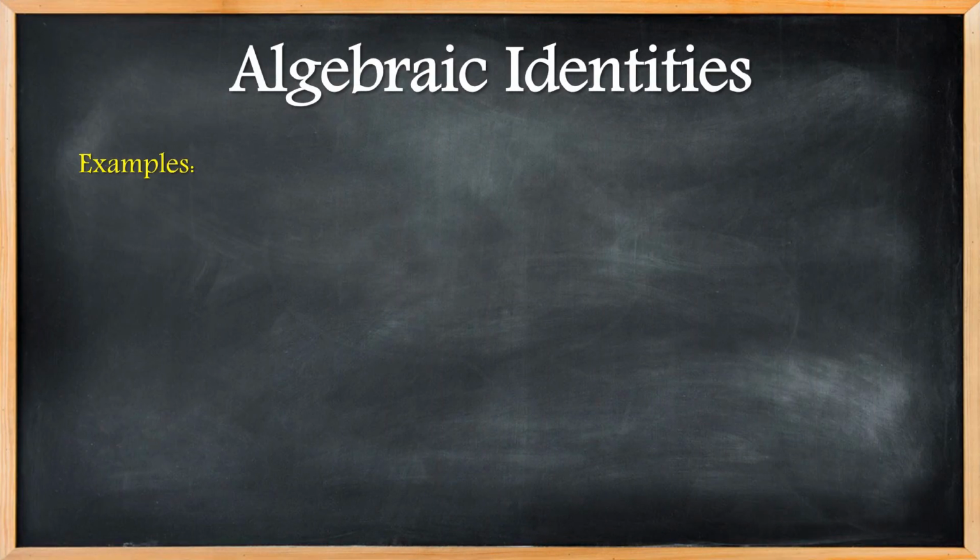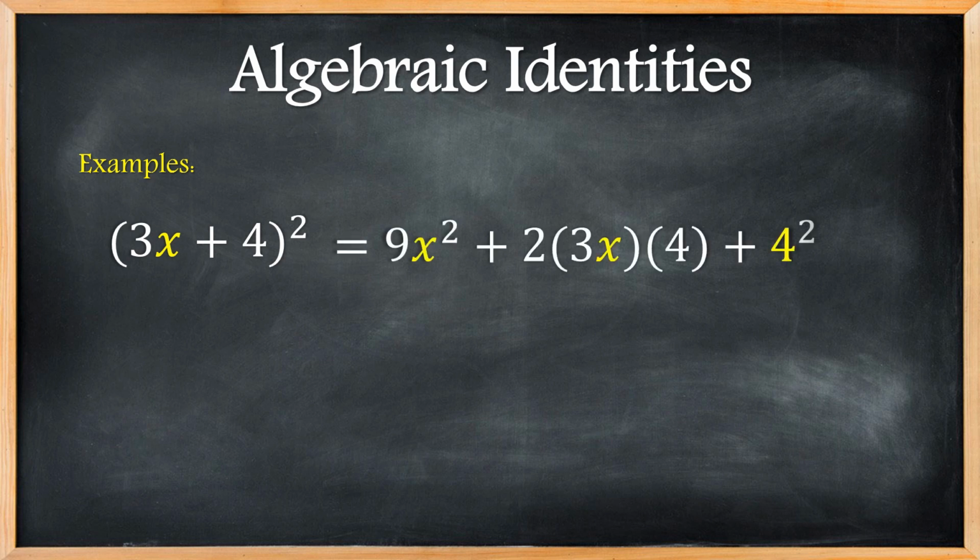Let's apply the algebraic identities we learned with some concrete examples. First example, let's expand 3x plus 4 squared using the identity for squares of binomials. Using the identity for the square of a sum, we expand it as follows. 3x squared gives us 9x squared. Then 2 times 3x times 4 results in 24x. Finally, 4 squared gives us 16. So the expanded form is 9x squared plus 24x plus 16.